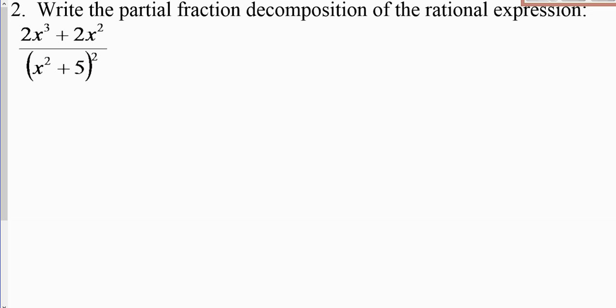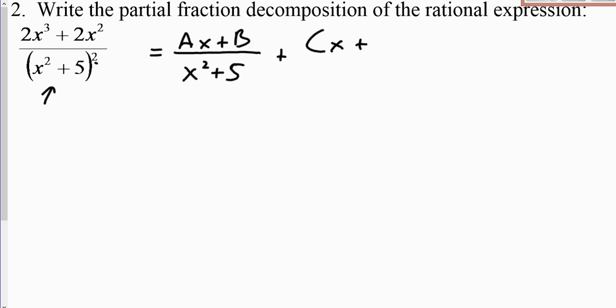All right, so we have a repeated irreducible quadratic here. So that means I need to decompose this fraction as ax plus b over x squared plus 5, plus the cx plus d over x squared plus 5 squared, when it is squared, as its potential partial fractions.